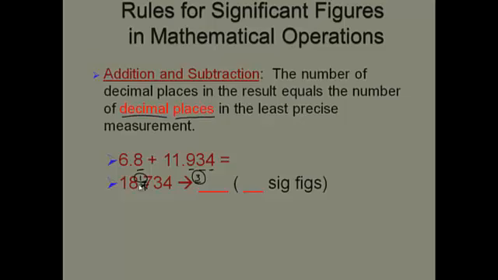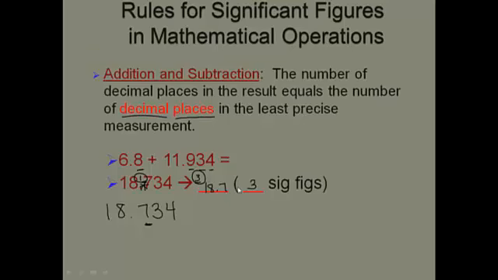So, if we do this in our calculator, our answer comes out to be 18.734. We can only have 1 place after the decimal, so our answer is going to be 18.7. That gives us 3 sig figs.